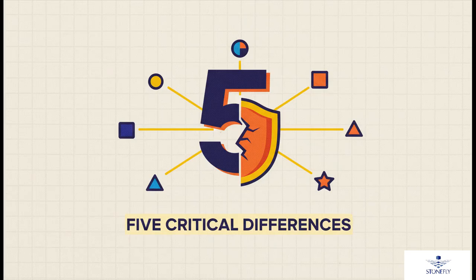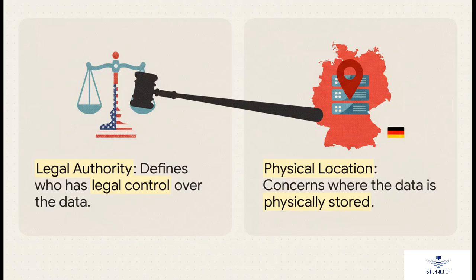So knowing the definitions is one thing, but where the rubber really meets the road and where the risk really lies is in how these two things play out in the real world. So let's dive into the 5 critical differences that every single global enterprise has got to understand. All right, the first big difference is control versus location. Sovereignty is all about who has the legal authority, the legal power. Residency is just about the physical spot.